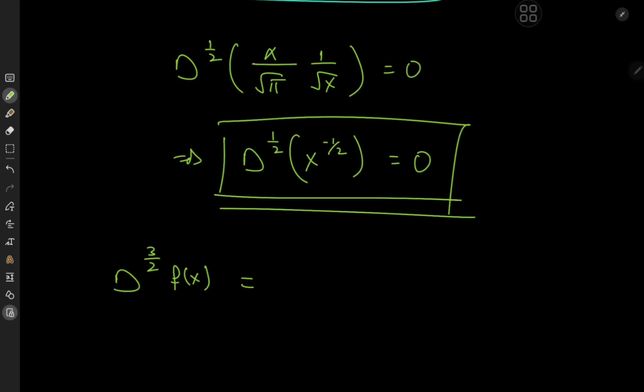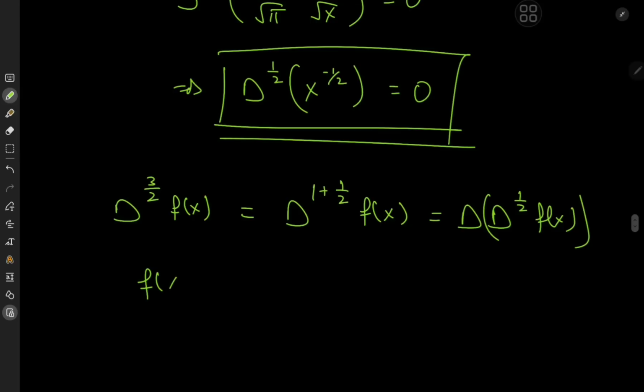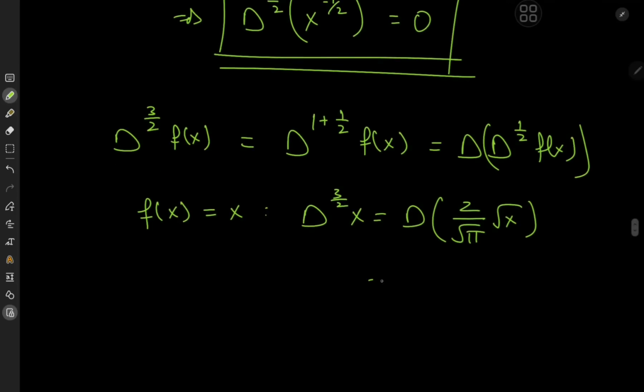Well, given the way we've been constructing differential operators, we might as well write this as d to the 1 plus 1/2 of f of x. In other words, this is the derivative of the half derivative of the function f of x. So again, taking the example of f of x being equal to x, we would have the 3/2 derivative of x equal to the derivative of the half derivative of x, which is 2 by root pi times root x. So on applying the derivative operator, we would have, what exactly? That would be 1 by root pi times 1 by root x.